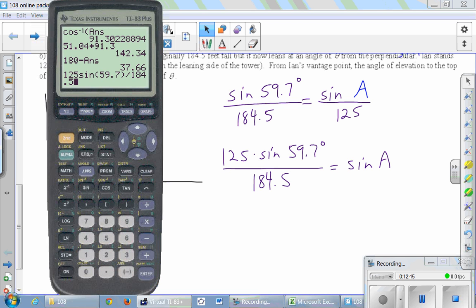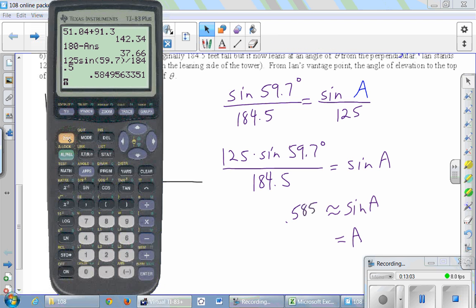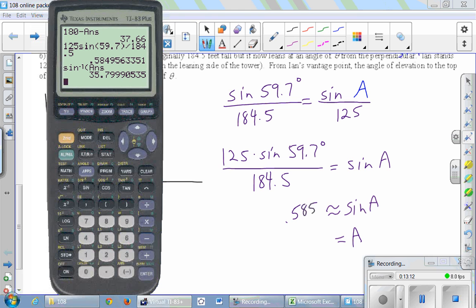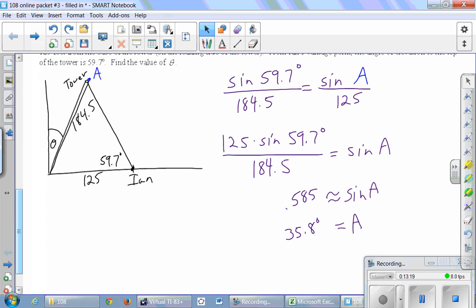And make sure you're in the right mode. Should still be in degrees from the previous problem, so that's okay here. So about 0.585. And then in order to find A, inverse sine of that number. And it turns out the angle is about 35.8 degrees. Okay, so angle A is about 35.8 degrees.